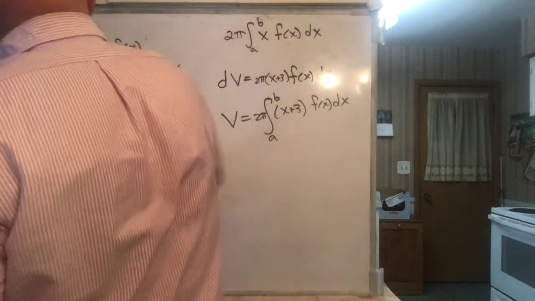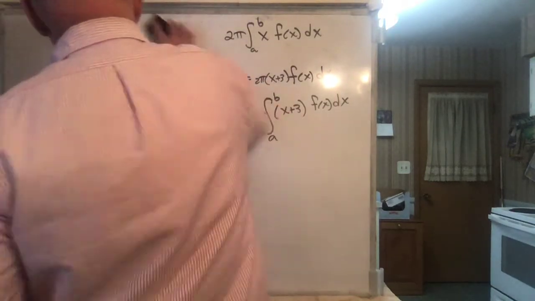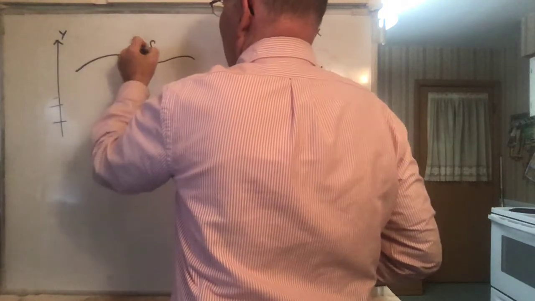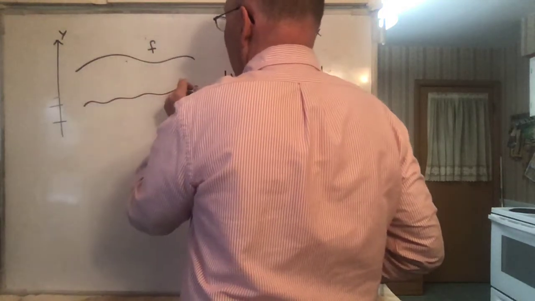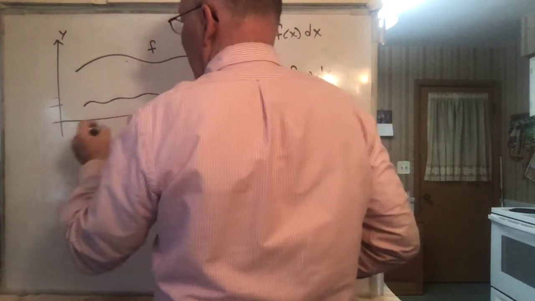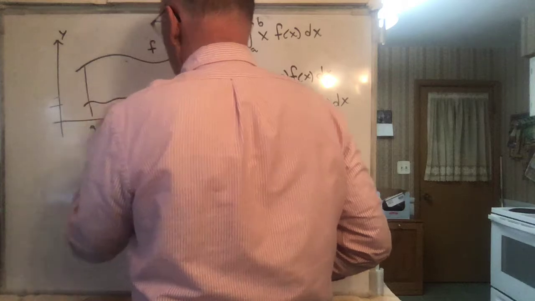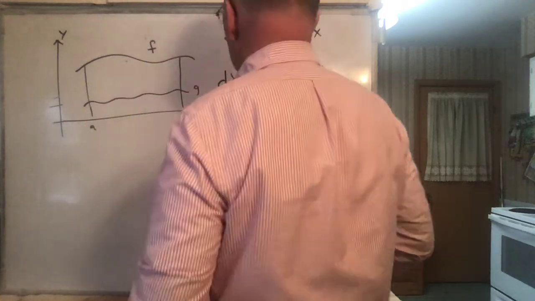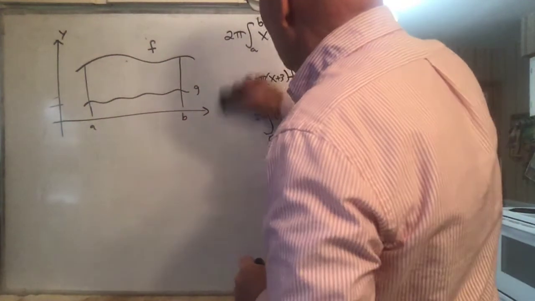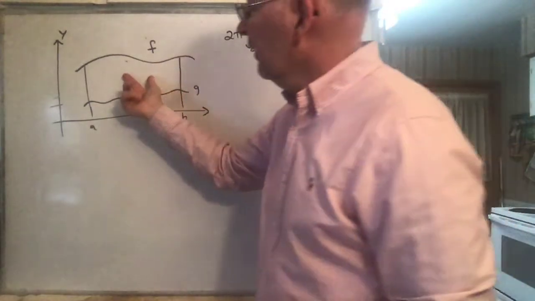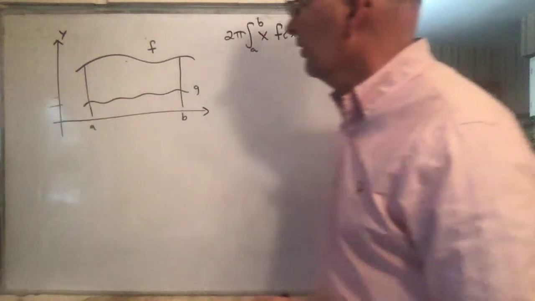Let's just do it together. Easy enough to do. Let's say that you have two functions here. So here's f right here, and here's g right there. And here's your x-axis, and you want to go from A to B right there. And you want the volume that you get by taking this region around the y-axis.